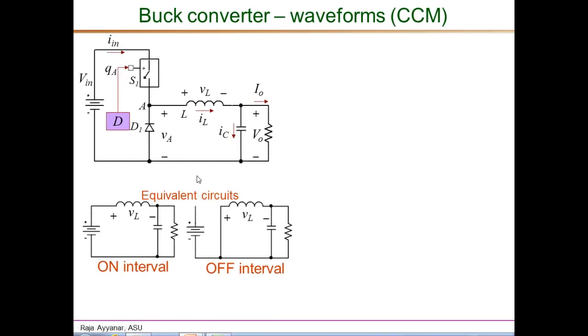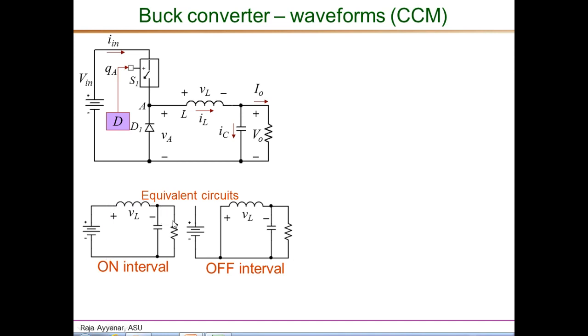Here is the schematic of the buck converter with the various voltage polarities and the current directions defined in the schematic, and below the schematic are the equivalent circuits valid separately in the on interval and in the off interval. This is something that we studied in a previous video, but essentially during the on interval the switch S1 is on, therefore the switch is a short, and we also established that when S1 is on, D is open, and that is this open circuit here.